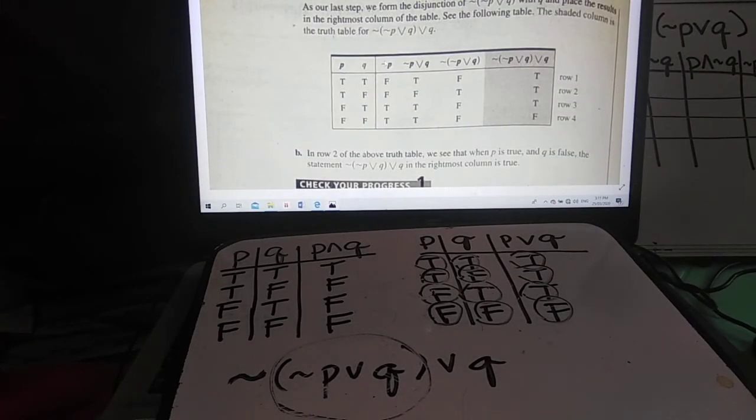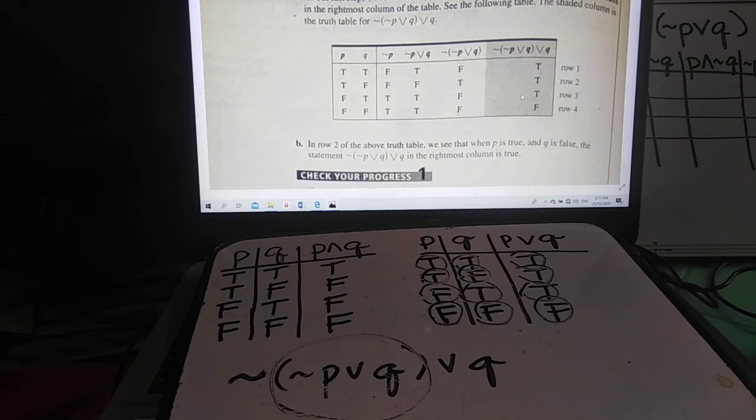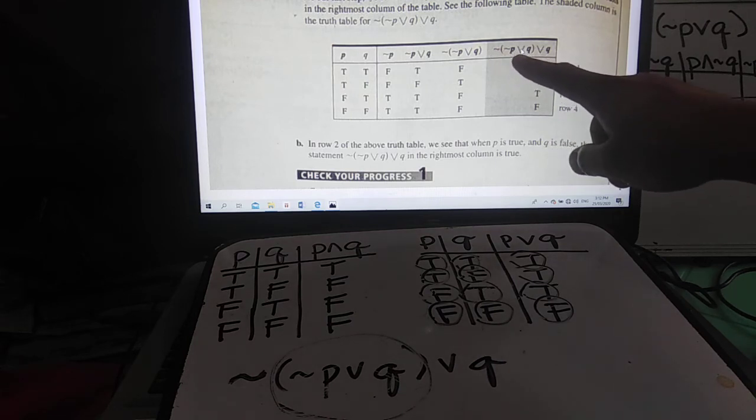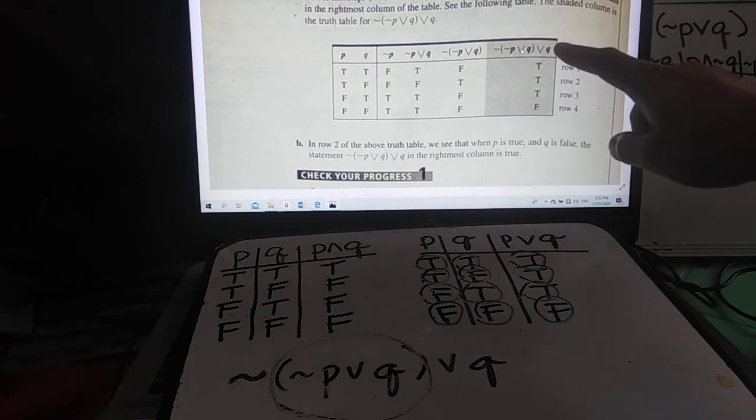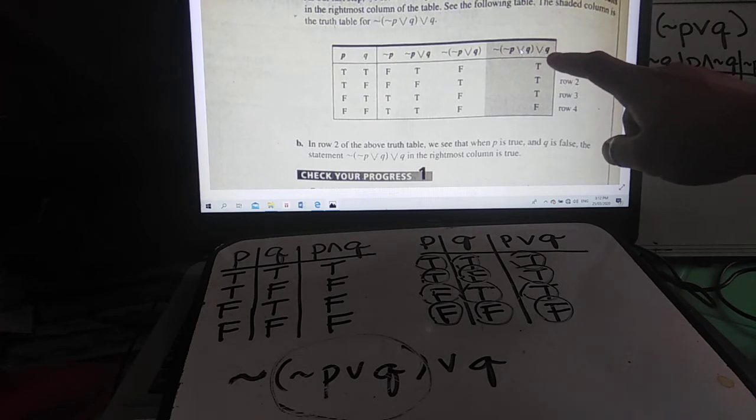Lastly, the fifth column includes the whole given statement, the negation of the quantity not P or Q, or Q. Now, what are the columns to compare against each other? First, the negation of the quantity not P or Q against the Q statement.